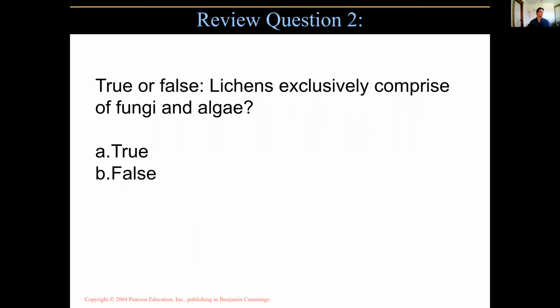True or false? Lichens exclusively comprise of fungi and algae. So what are lichens made of? What are the 2 organisms that form a lichen? So the answer here is false. Remember that instead of an algae, you could also have a cyanobacteria. You just need a photosynthetic partner. You need a fungi and a photosynthetic partner for it to be a lichen. Again, I've said this to you guys many times. Be very careful when making generalized statements. You have to be very, very sure that there are no exceptions and nothing that you've overlooked before you make statements such as these.